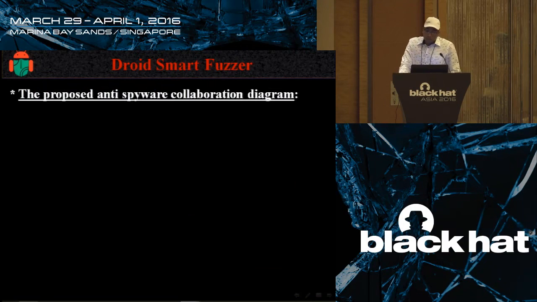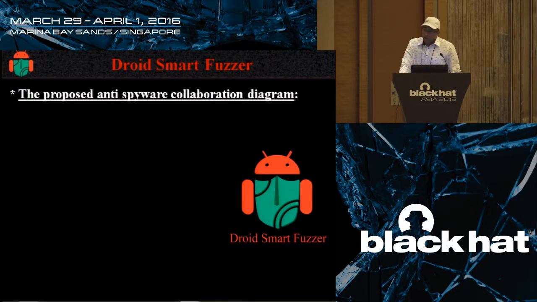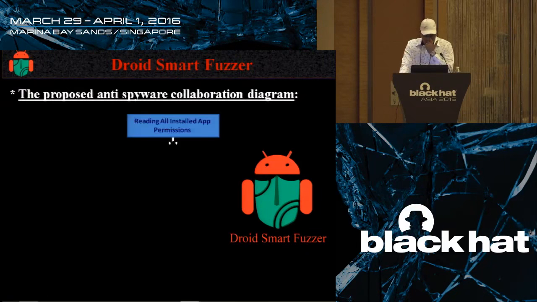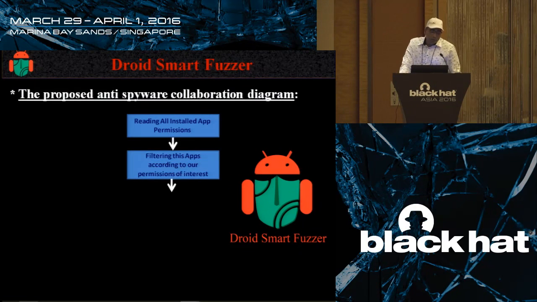Now we'll talk about the proposed anti-spyware collaboration diagram for the Droid Smart Phaser. Our first step is to read all installed applications' permissions. We filter the installed applications according to one or more of their authorized permissions, again, received SMS, incoming call, and outgoing call. So now all commercial spyware applications will fall in this filter list.